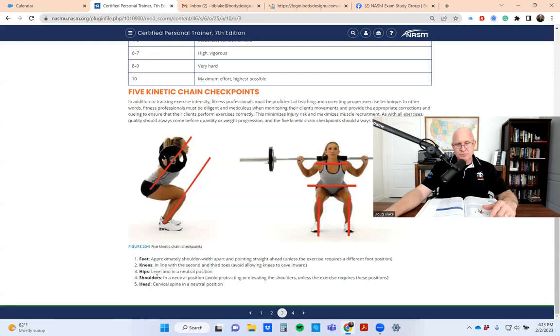Then to the shoulders, how should the shoulders be in the shoulder girdle? Well, the cueing would bring them back into what? A neutral position. And what they're saying here correctly is avoiding protracting or elevating the shoulders. By the way, just go back to your assessments, to your movement assessments, the pushing assessment and the pulling assessment, right? Lifting up, that's not good.